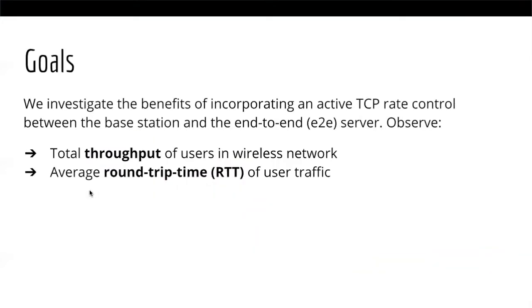In this context, we would like to help the TCP server adapt its sending rate more intelligently, more smartly. So we'd like to investigate the advantages of having an active TCP rate control between the base station and the TCP server. Our expectation by doing that is to improve the throughput or the capacity, so to achieve higher throughput for users and have lower latency.